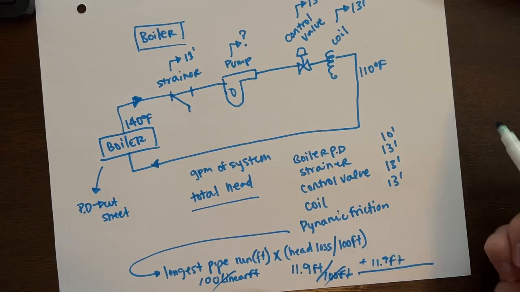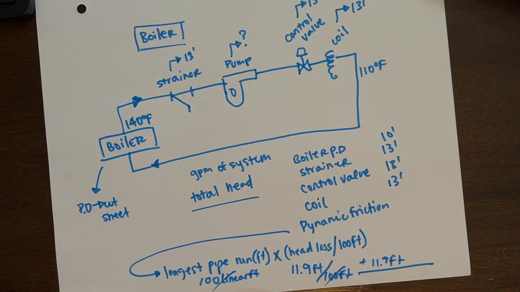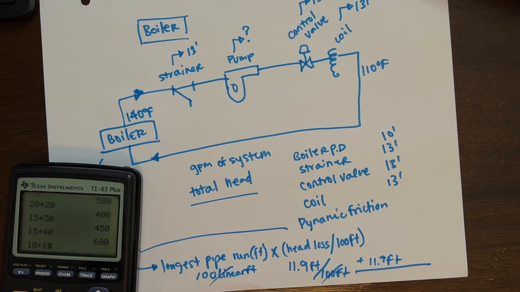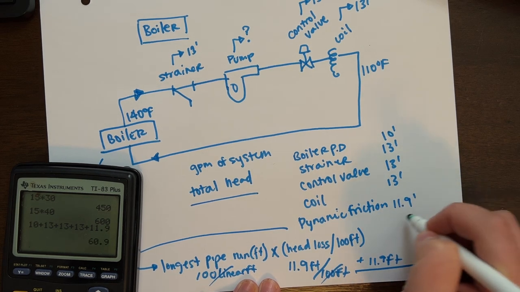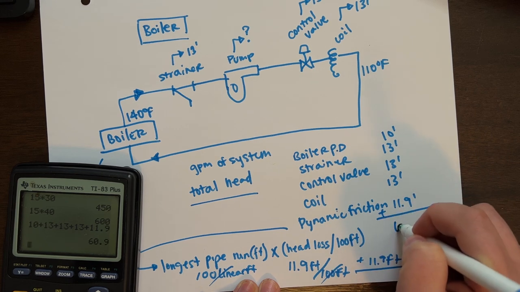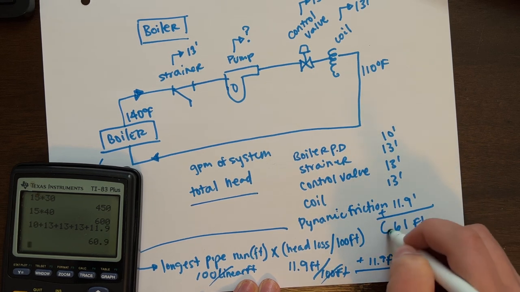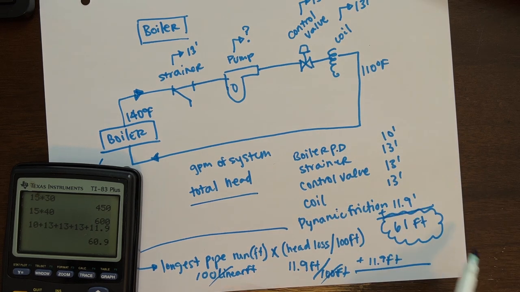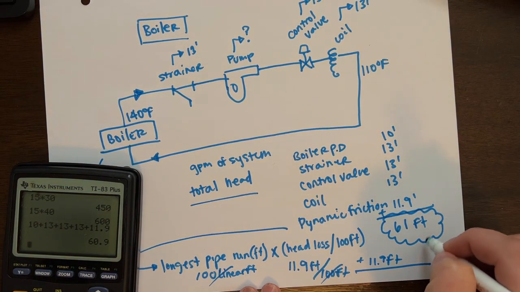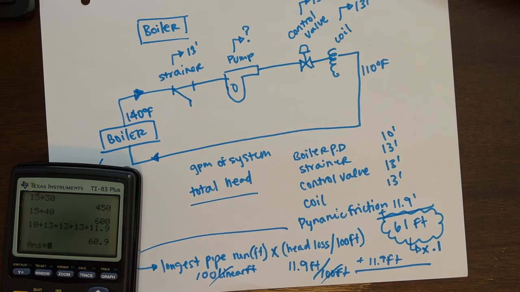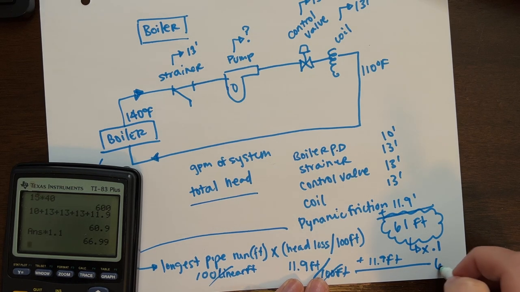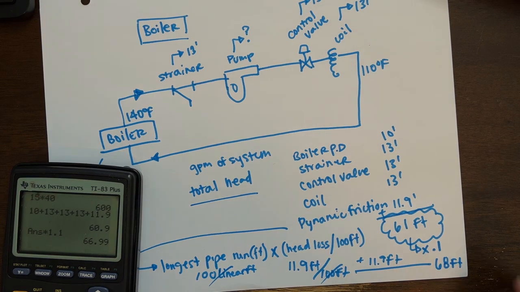So when you add all those values up, and I'm not that great at math, I do 10 plus 13 plus 13 plus 13 plus my dynamic friction, which I have right here, this is 11.9 feet. That gives me a total value of about 61 feet of head. So 61 feet of head, that is what I'm calculating for my whole system. Of course, I want to add a safety factor to that. So I'll just multiply that by 10% to give me probably about 68 feet of head is what I'll design my system to.